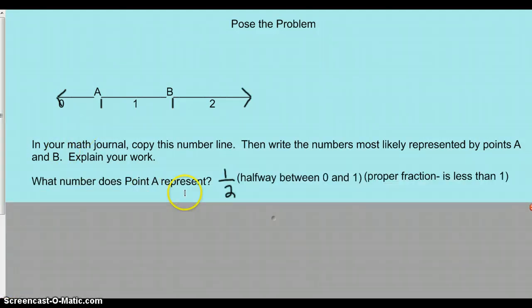What number does point A represent? 0 to 1, right in the middle would be point A. So it would be 1/2, halfway between 0 and 1. A proper fraction is less than 1. 1/2 is a proper fraction.